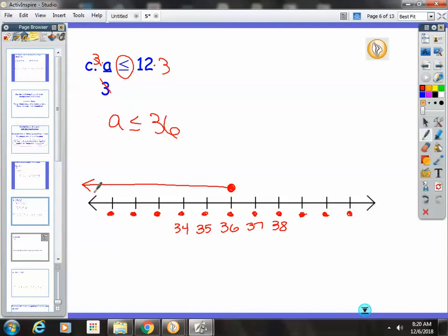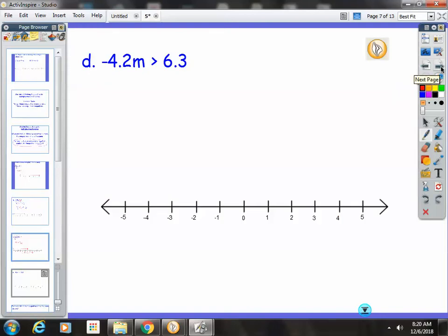How about letter D? Negative 4.2m is greater than 6.3. If I want to get m by itself, what would I do? Divide by negative 4.2. Now I'm divided by negative 4.2. Does that cause my symbol to change? Yes, because we're dividing by a negative. So we're going to flip that and make it less than.